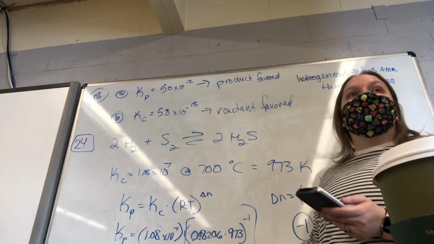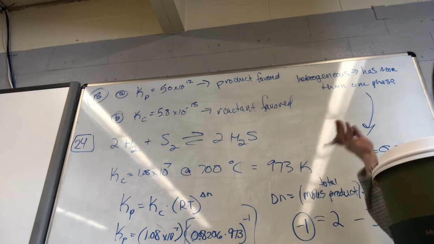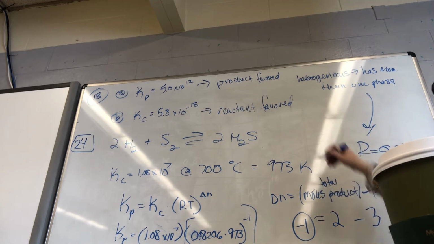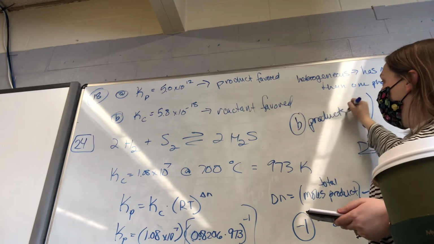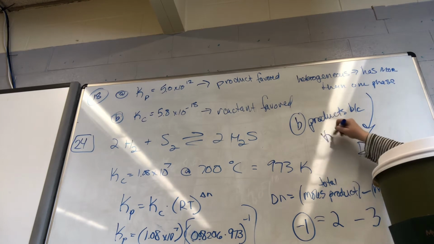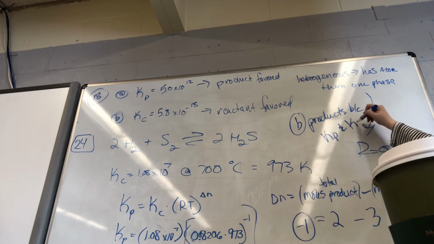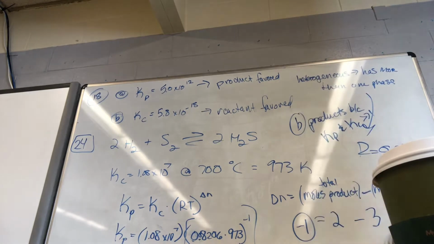For part B, it says, which is going to be mostly created, the products or the reactants? The products. Okay, so B is products because, don't just say products, tell me why. Because Kp and Kc are much, much greater than 1. Okay, all right, so for part C, things change a little.